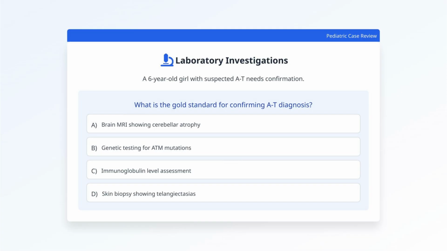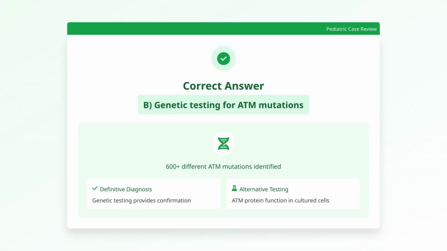A 6-year-old girl with suspected ataxia telangiectasia needs confirmation. What is the gold standard for confirming ataxia telangiectasia diagnosis? A. Brain MRI showing cerebellar atrophy. B. Genetic testing for ATM mutations. C. Immunoglobulin level assessment. D. Skin biopsy showing telangiectasias. The correct answer is B.